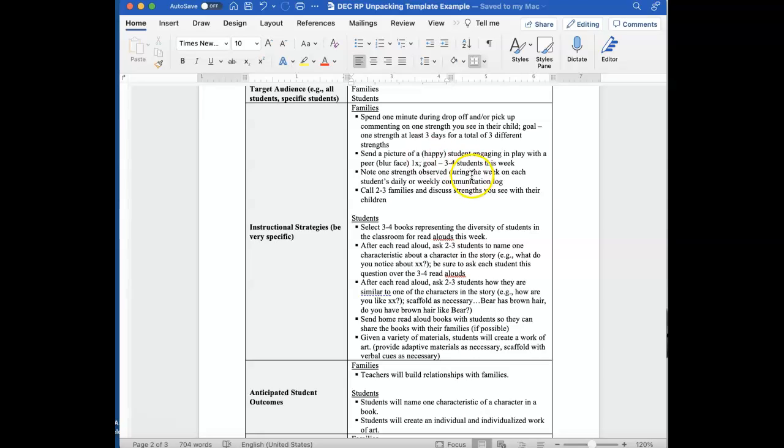Then I'm going to write on their log, and I'm going to call 2 to 3 families during this week. Maybe next week I'm going to call 2 or 3 more families. And then in the future, I would call the rest of the families, or you'll see what my plan is as we move forward.